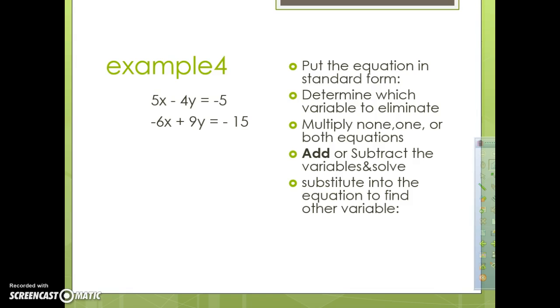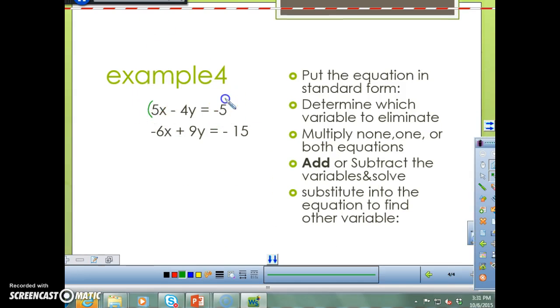X's? Okay. So if we want the x's to cancel, what number does 5 and 6 both divide into? 30. Okay. So 5 times what gives you 30? 6. So I'm going to multiply this top equation by 6. You can do the bottom one by 5. So you might have to multiply both of them by something. So now if I rewrite them, this top equation, I'd have 30x minus 24y equals negative 30. Make sure that you distribute it to everything.